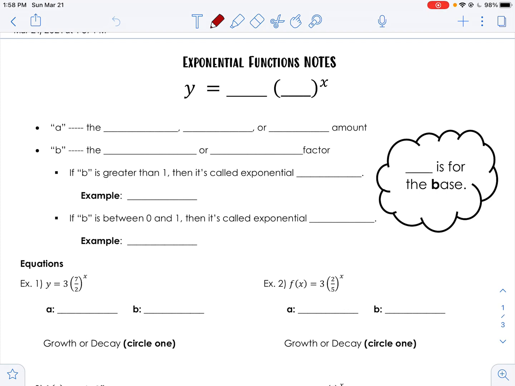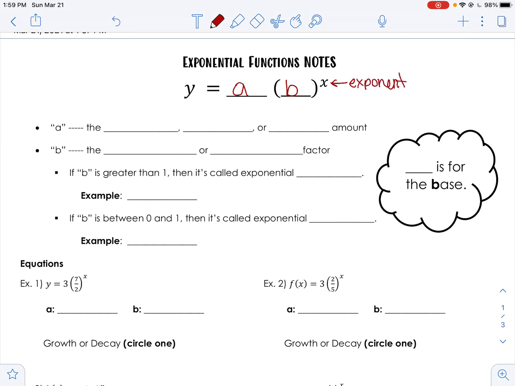Today we're going to be talking about exponential functions. So our exponential equation is going to be a b to the x power. Okay, so how we know it's exponential is the x is the exponent. So again, this is our exponent.